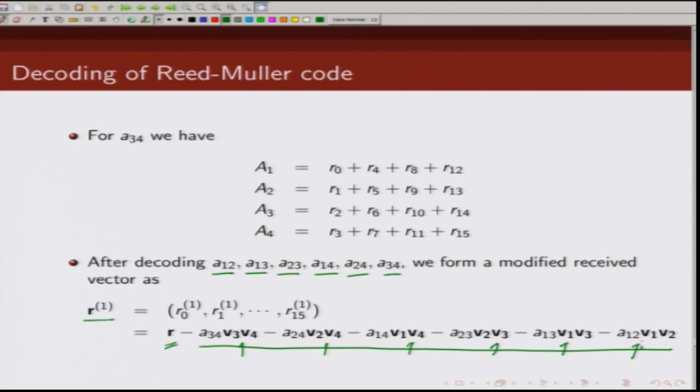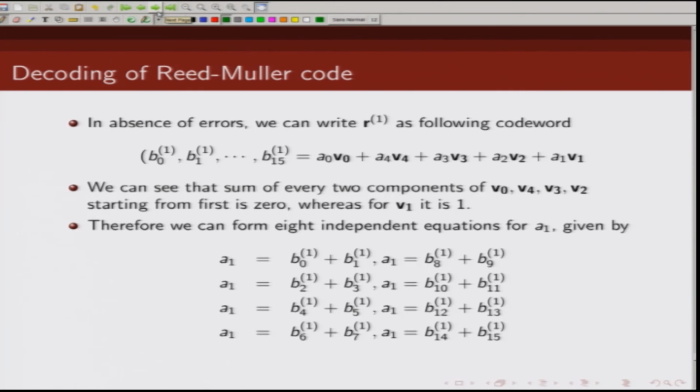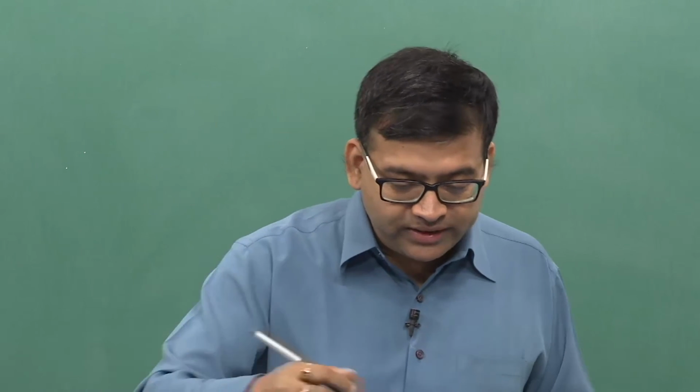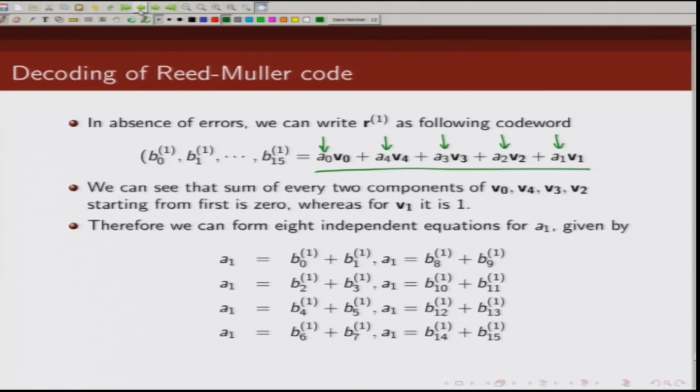Now, once we do this, what we are left with is decoding A0, A4, A3, A2 and A1. So, first we try to decode the rth order terms, then we try to decode the r minus 1th order terms. Here we first decoded the terms related to the second order. Now, we will try to decode these terms which are related to the first order, and we will again follow the same procedure.